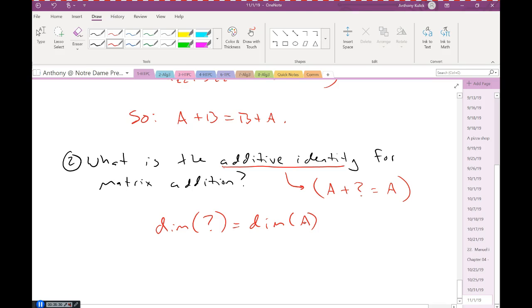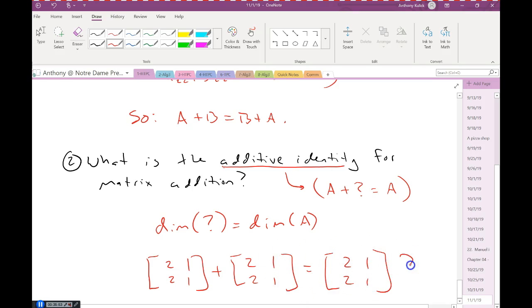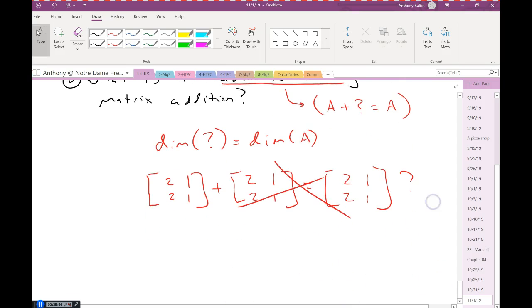What about the entries inside of that matrix? What do those entries have to be? What was that? The same as A? So you're saying that if I had the matrix 2, 1, 1, and I add it to the exact same thing, I get the exact same thing back again? No, that doesn't work. Okay? Well, yeah! They would all have to be zeros, right?